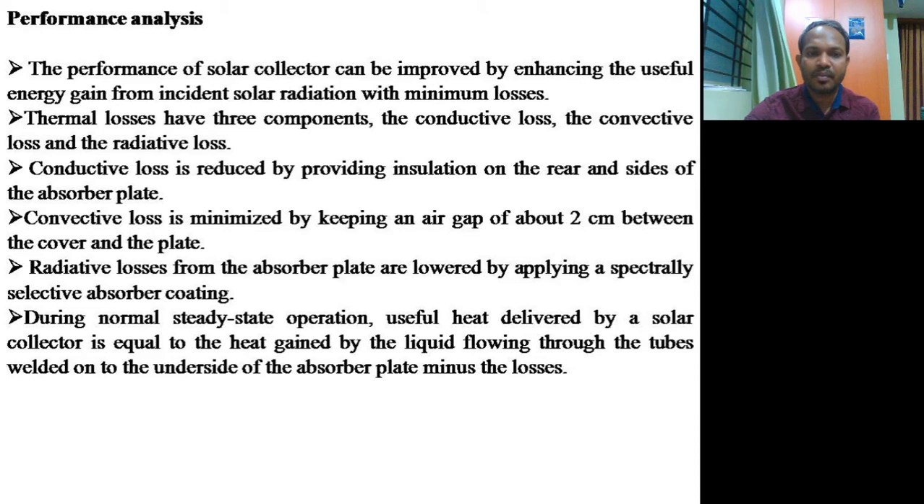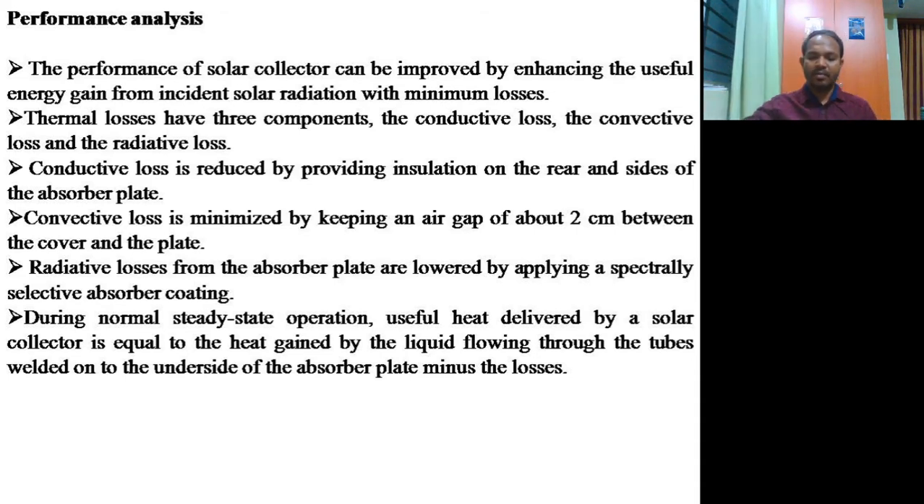Conductive loss can be reduced by providing insulation on the rear and the sides of the absorber plates. Actually, we will provide insulators. It may be made of wood. Insulator means a thermal insulator. I'm not talking about an electrical insulator. We are talking only about heat. So the thermal insulator may be wool, wood, plastic, or any thermal insulator placed around the absorber plates. Convective heat loss can be minimized by keeping an air gap of about 2 centimeters between the cover and the plate.